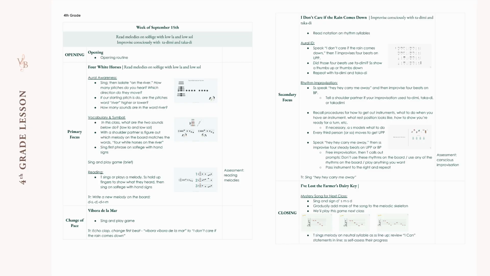So here's a fourth grade example with 4 white horses. We have some high concentration tasks that we're asking of students. And then I have that we're going to sing the song and play the game here in the middle of the primary focus. And then we are back to a reading activity. So something in there just to kind of break things up a little bit.